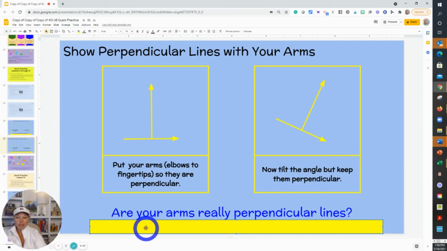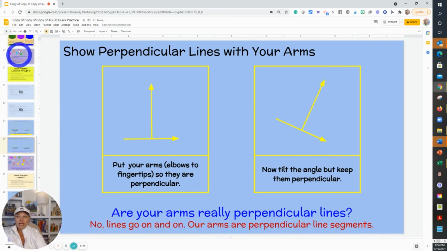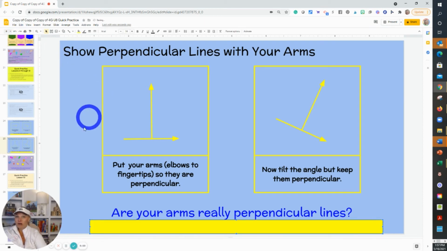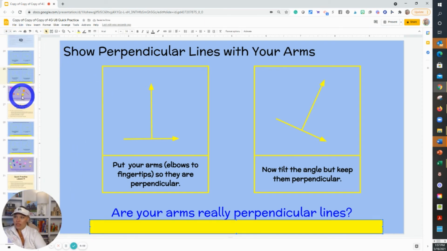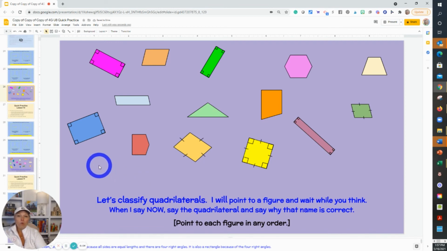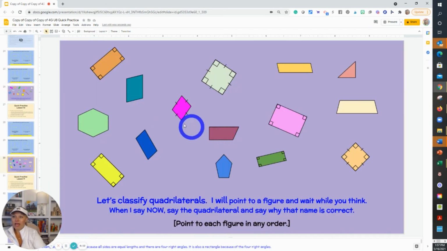So are your arms really perpendicular? No, because again, lines go on forever and ever. We would have line segments if we're using our arms. And then you'll get into, now let's classify quadrilaterals. I'm going to point to a figure and wait while you think. Okay, so if I point to this, I'd say class, and they would say rectangle.